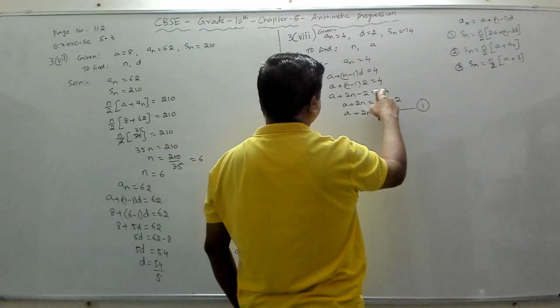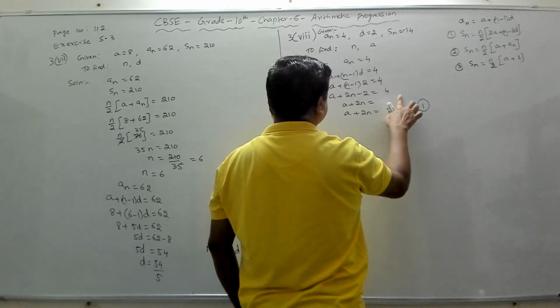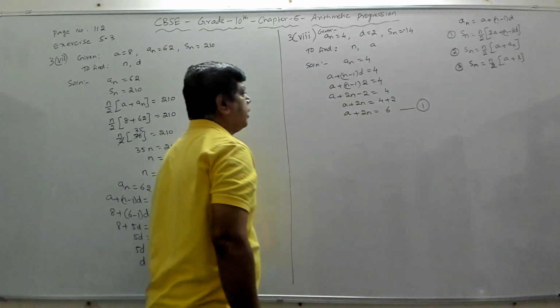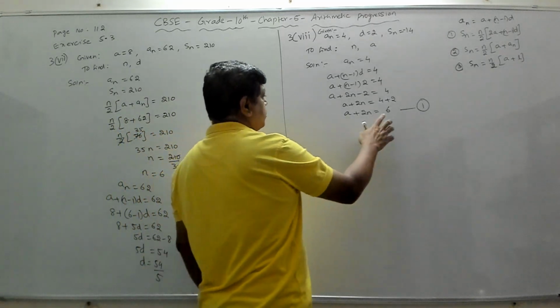Oh, sorry, why did I put minus 4? Plus 4. The 2 goes this side, it becomes 6, 4 plus 2 is 6. Sorry. So this is your first equation: a plus 2n is equal to 6.